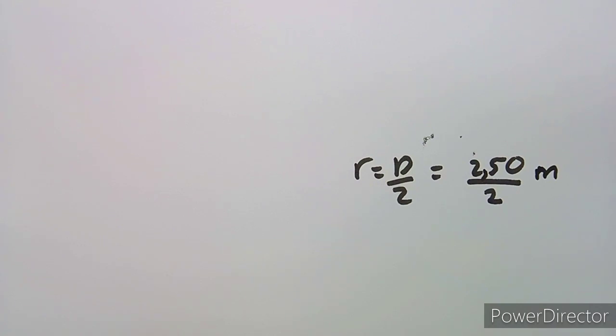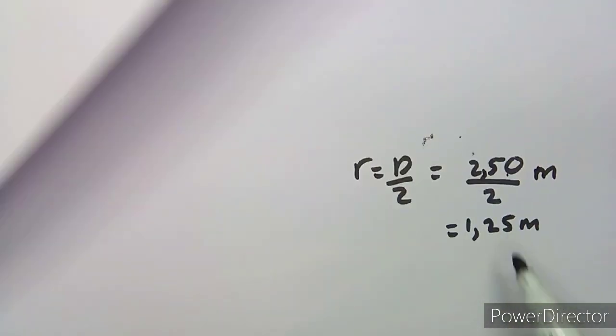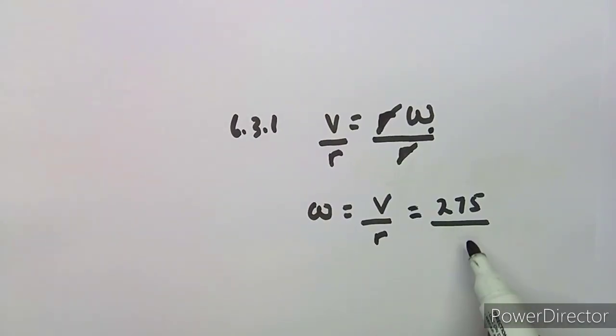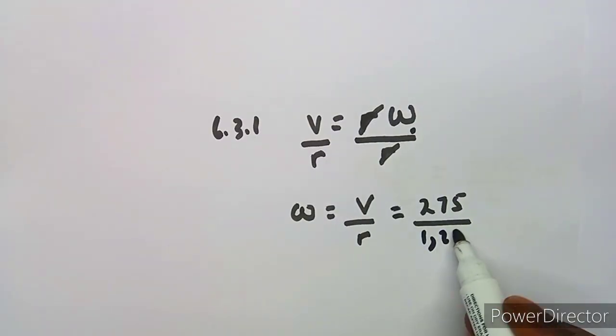All right, so 2.5 divided by 2 gives us 1.25 in meters. Or you can obtain it another way, but that is what you are going to have. It was 2.50 there, divided by 2 exactly. So this is your radius here in meters, which is 1.25.